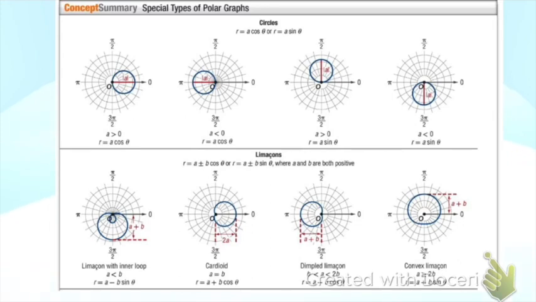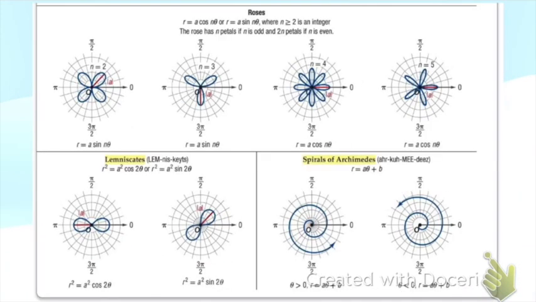If a and b are the same, we would call it a cardioid. So a plus b cosine theta gives us our cardioid. And then if you have b is less than a, which is less than 2b, and like I said, this gets a little crazy. I'm just trying to show you what they look like. We get this thing called a dimpled limicon. And when a is greater than 2b, we get this thing called a convex limicon. These are all types of limicons. Don't have to memorize this, these are just the types of graphs you would see if you graphed these. I'll show you some at the end.